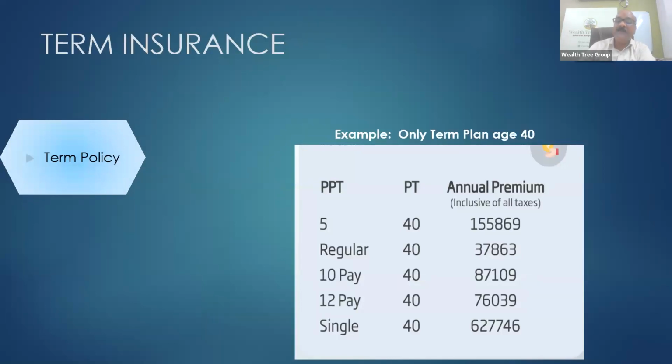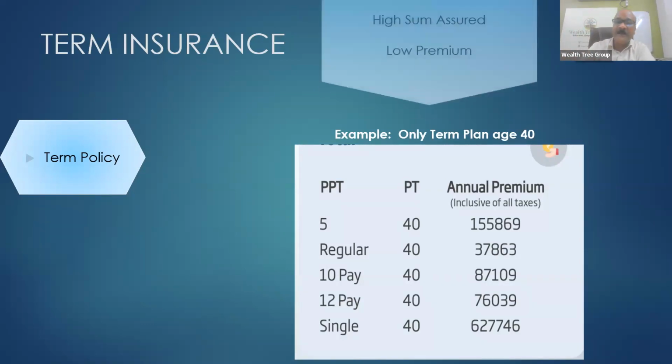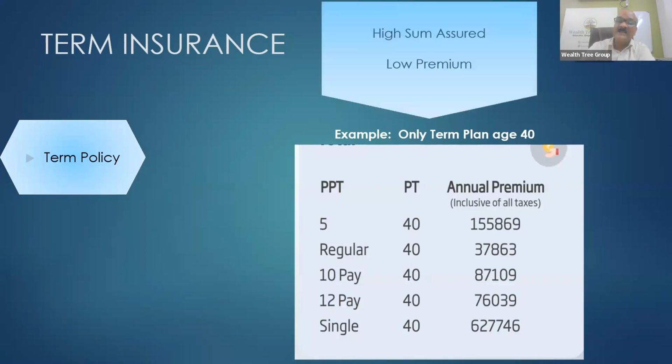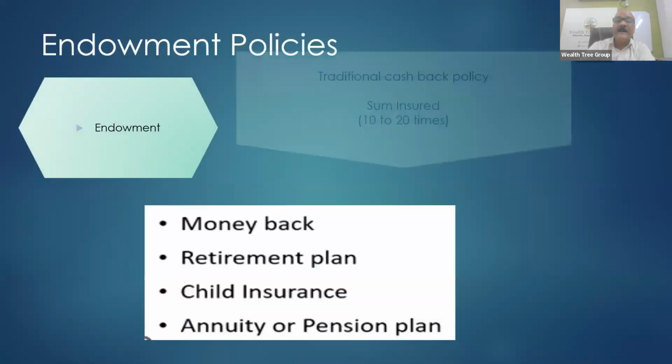So for example, term plans. Suppose at the age of 40, if you pay the regular premium, it is around 37,000 per year that you have to pay. And there are options of 10 pay, 12 pay, where you pay for 10 years but get coverage up to 85 years, but the amount will be higher. It's just an example I'm giving you. So low premium, high sum assured. That means your life is completely secured by just paying a low premium, but you will not get any return out of it. Next thing is money back policies.